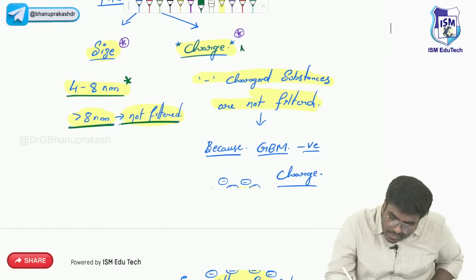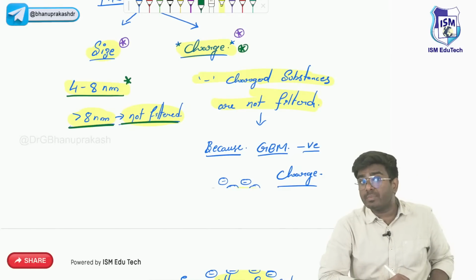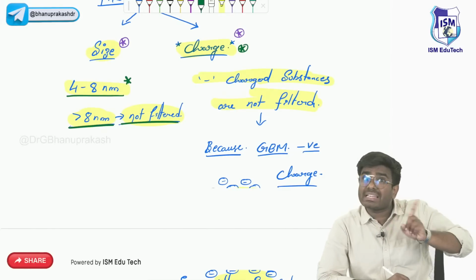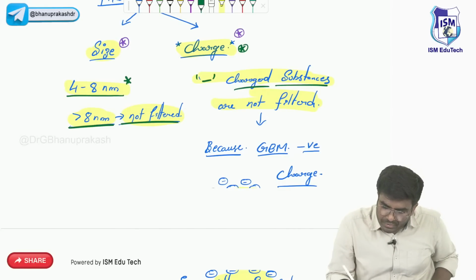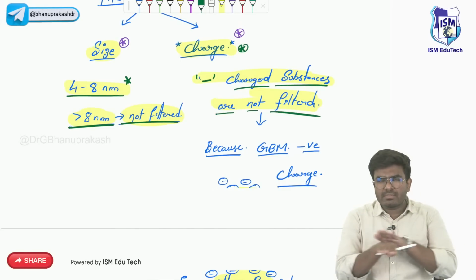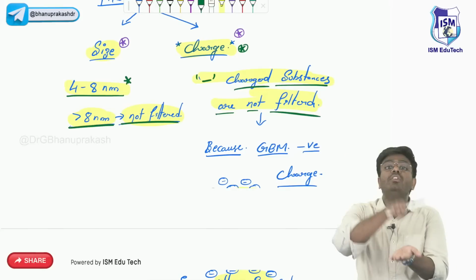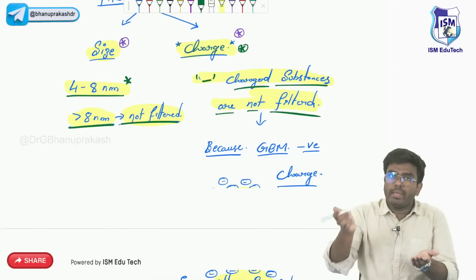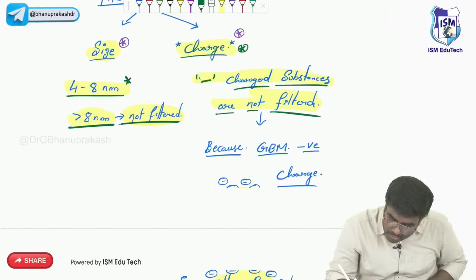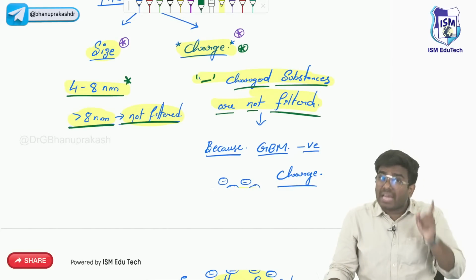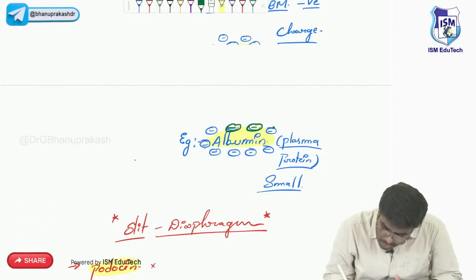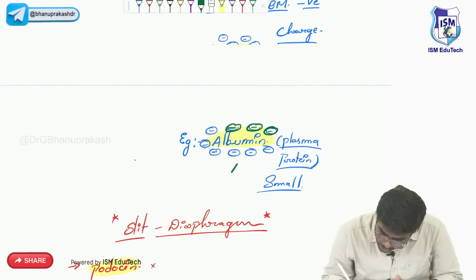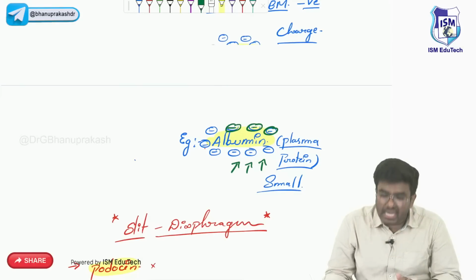Now, the glomerular filtration barrier is also an example of a charge barrier, which means it doesn't allow negatively charged substances to filter. You can ask me why, sir? Why? Because the glomerular basement membrane is already negative. So negative will repel the negative. Okay, so it's a charge barrier. Negatively charged substances are not being filtered. So that is the reason why albumin molecule is not being filtered. Okay, albumin is a negatively charged thing.